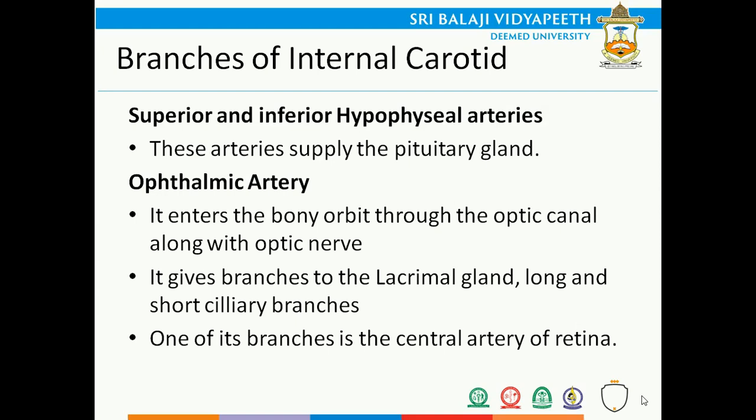So, what is the first branch? The first branch is the superior and the inferior hypophyseal arteries, which supply the pituitary gland. The second branch is the ophthalmic artery that supplies the orbital cavity, mainly the eyeball and the lacrimal gland as well as the ciliary branches. It is also an artery that supplies the optic nerve along with the central artery of the retina.